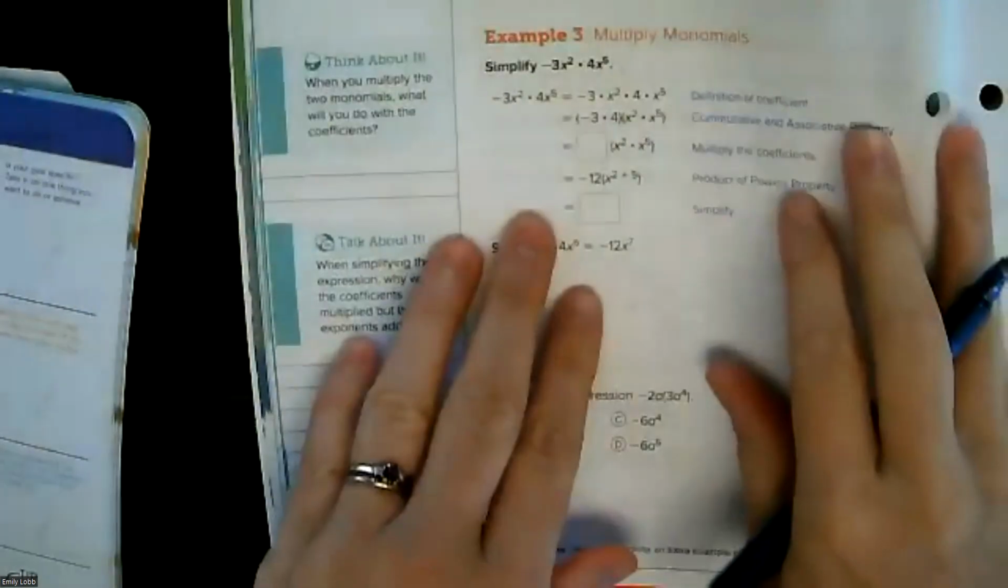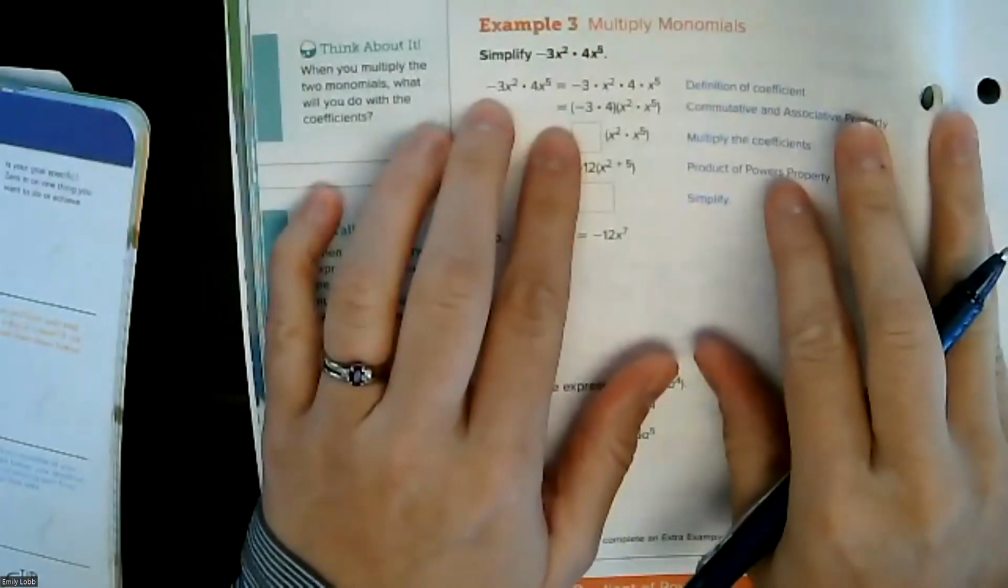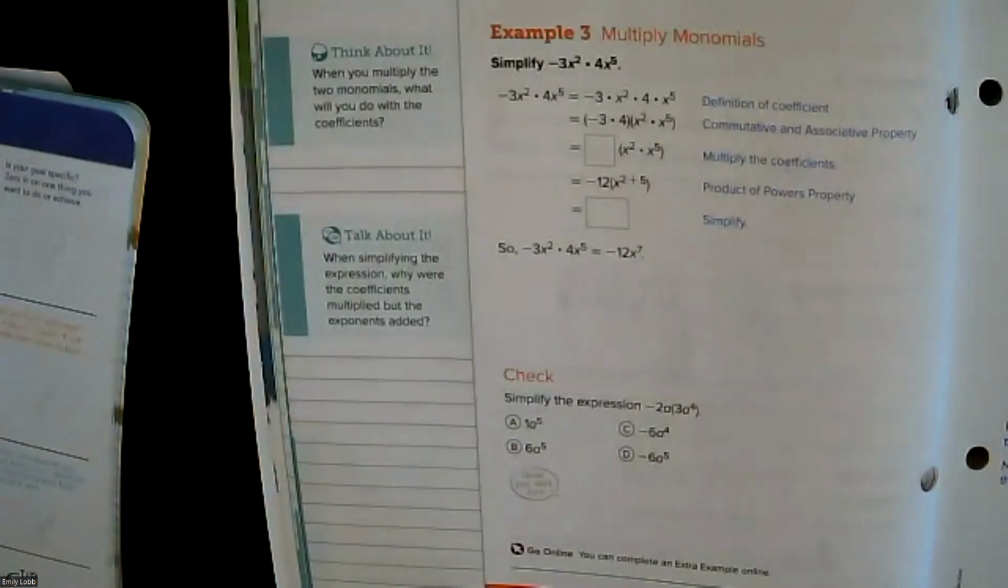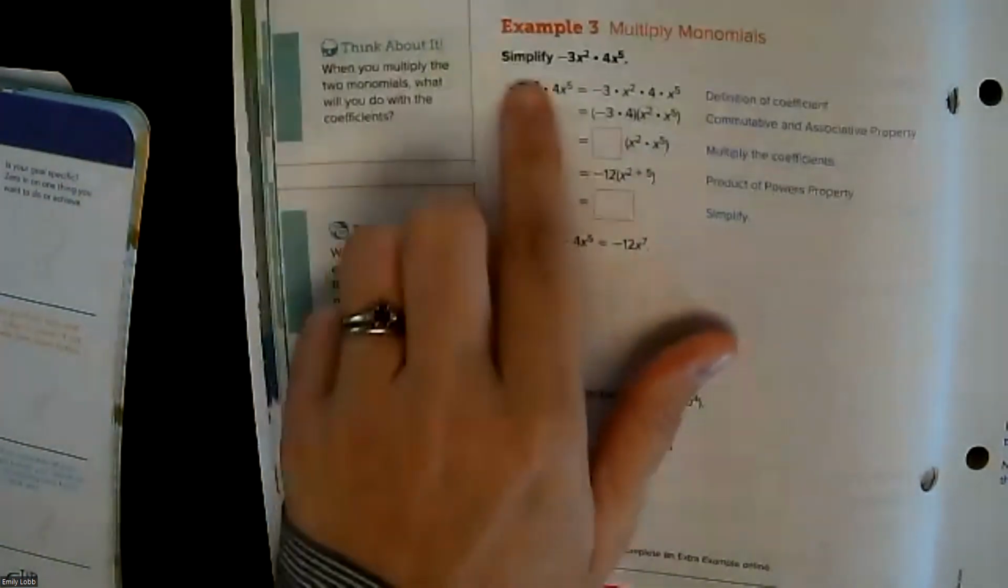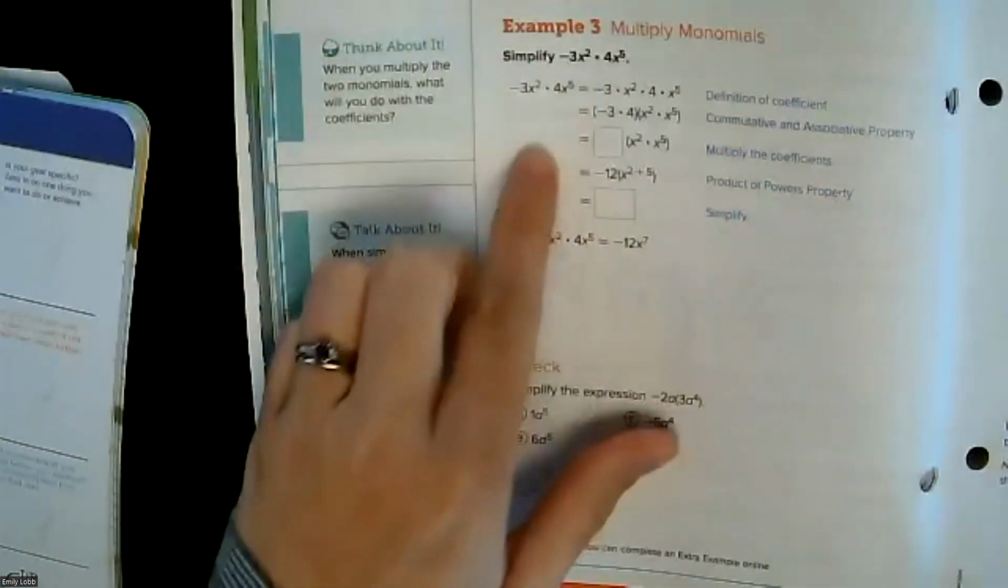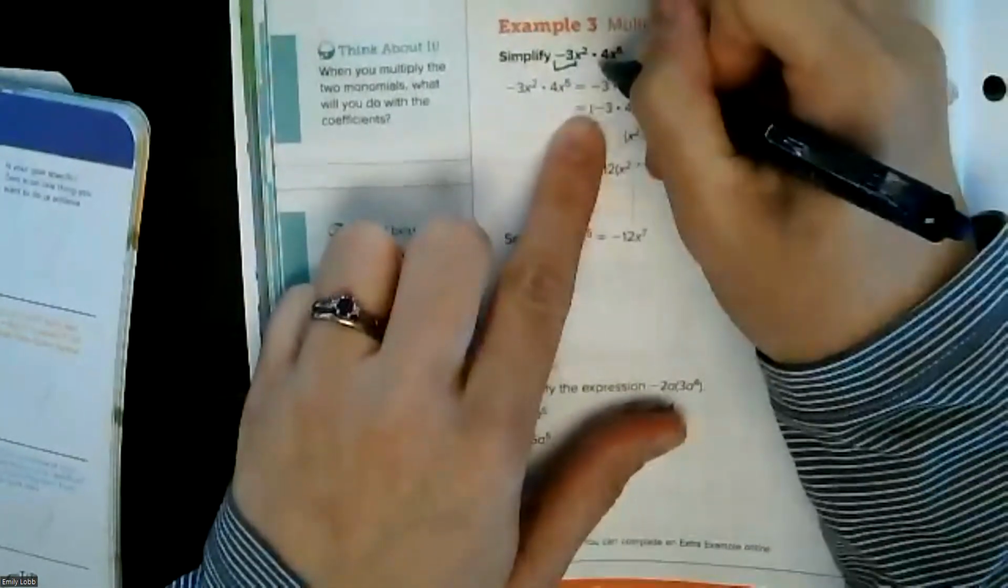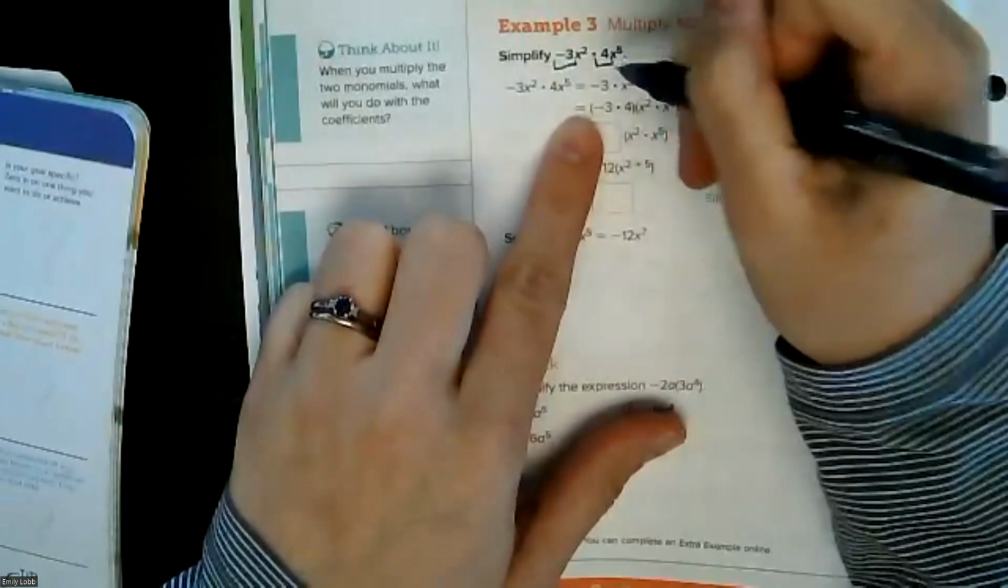First of all, you need to remember what a coefficient is. Does anybody remember what a coefficient is? A coefficient is the number in front of the variable. So -3 is a coefficient and 4 is a coefficient.